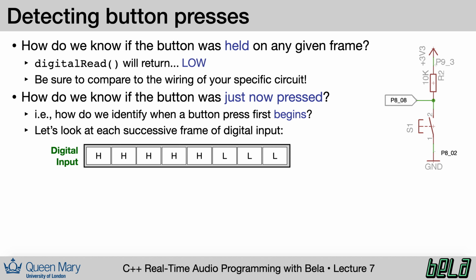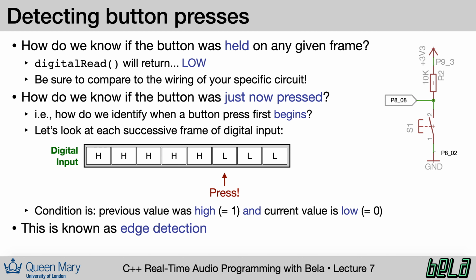Well, let's consider the successive frames of digital input inside our render function. Let's suppose that the button was pressed somewhere in the middle of the render function and that we had 8 readings of the digital input. The first 5 are high and the last 3 are low. The button press event takes place right here, where the digital input transitions from being high to being low. In other words, we're doing what's called edge detection. We're not looking for a constant value, either high or low, but rather we're looking for a transition from high to low, which indicates that the button was just now pressed.